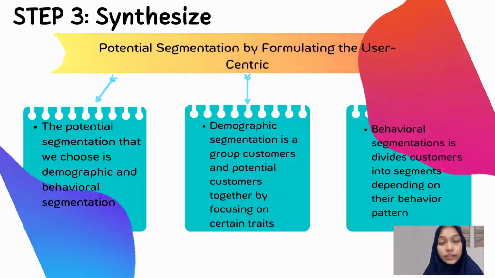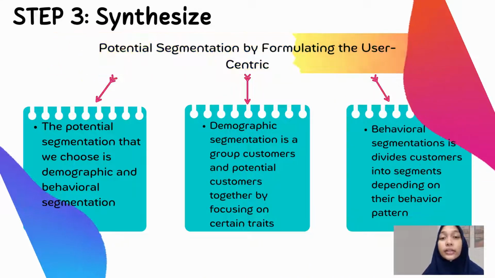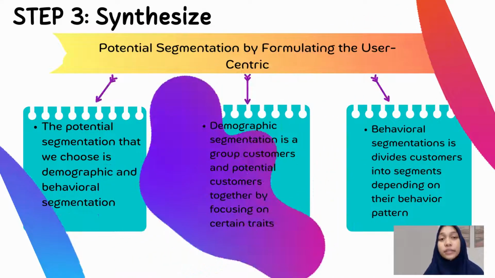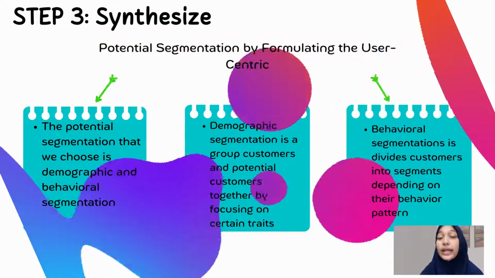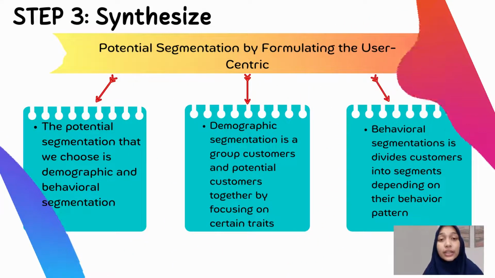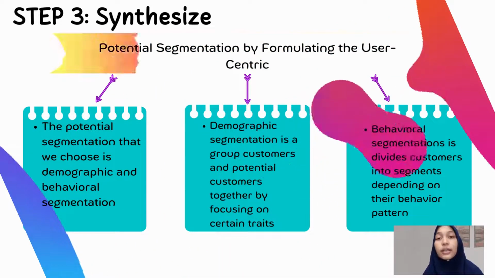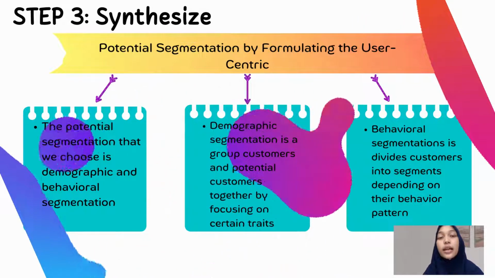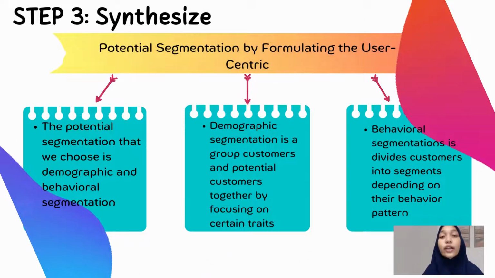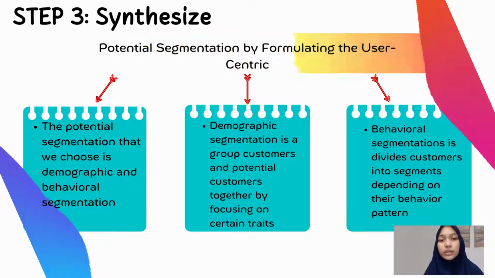Before we generate a new loyalty program for Tudong Zone, we have to identify our potential segmentation by formulating the user-centric solution. We have selected our potential segmentation that needs to be highlighted to develop attractive and profitable loyalty programs and formulate using user-centric solutions. The potential segmentation that we choose is demographic segmentation and behavioral segmentation.